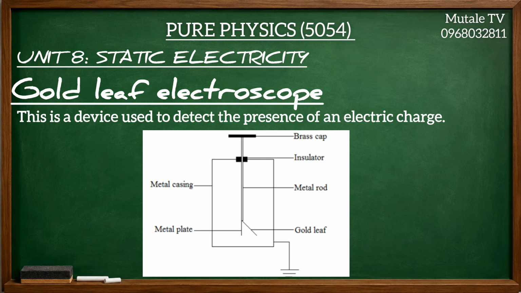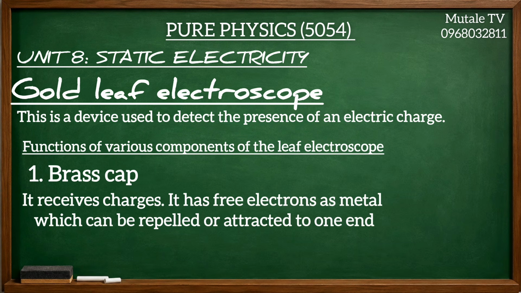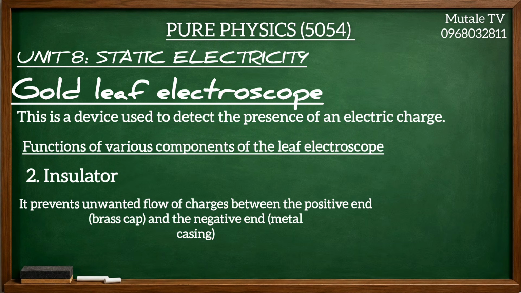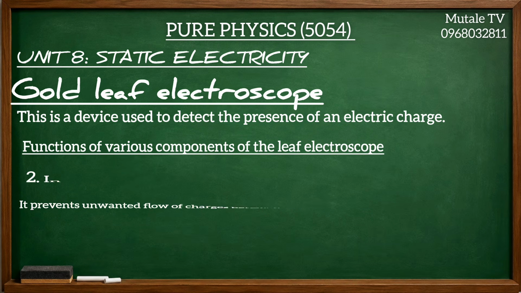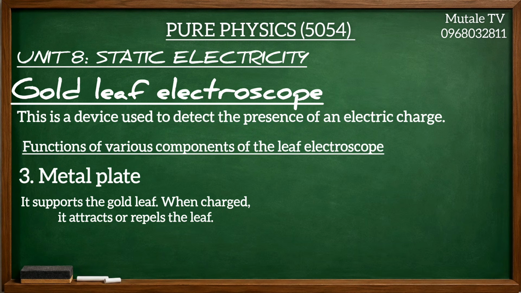Now we need to know the function of each part. Function number one, the function of the brass cap: it receives charges. It has free electrons as a metal, which can be repelled or attracted to one end. The second one is the insulator. The insulator prevents an unwanted flow of charges between the positive end and the negative end. The function of the metal plate is to support the gold leaf when it is charged, and it attracts or repels the leaf.